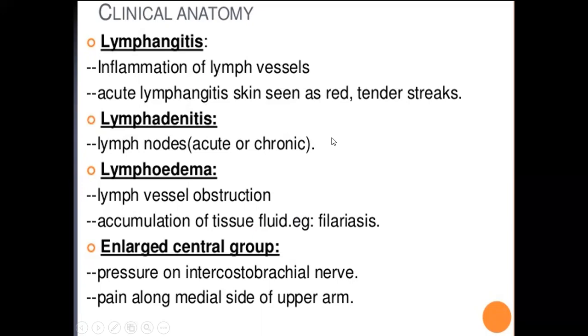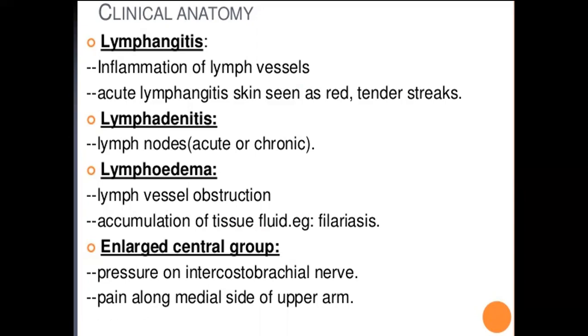It can be acute or chronic. And the common cause of lymphadenitis is fever. Usually your lymph nodes are not palpable, but they become palpable when they are inflamed and infected. And they can be infected in fever, tuberculosis, in any carcinoma. Lymphedema. Lymphedema is when the lymph vessels become obstructed, and this leads to the accumulation of lymph fluid. And this leads to lymphedema.